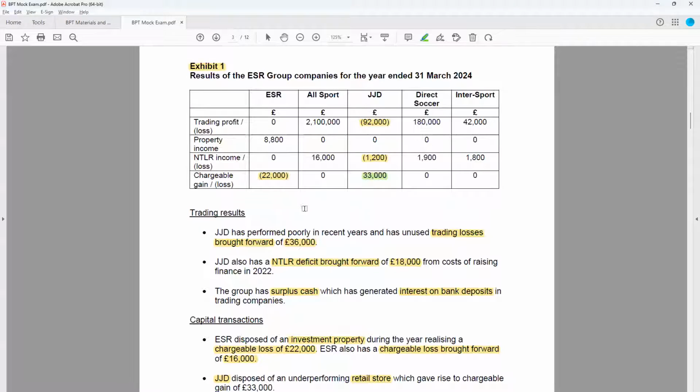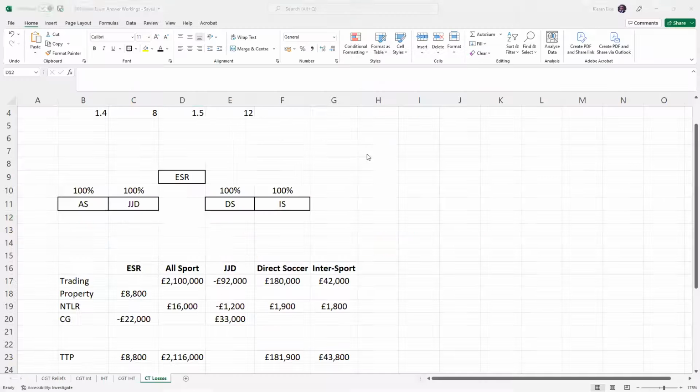So that would be the best way to use that. Therefore, we don't even really need to consider rollover relief because they may as well just use the losses up now. That would be better rather than keeping the losses available, unless there was another reason for that, but that would be quite unlikely. So therefore, we can already see how we're going to use the chargeable loss, and then we can think about how we would use the trading loss in JJD.